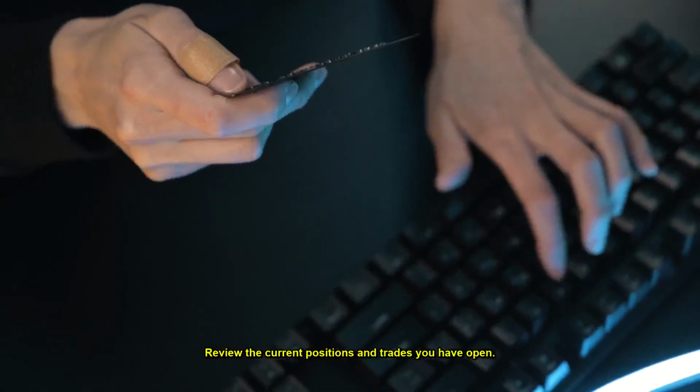Review the current positions and trades you have open. Identify the trades you want to reset or close. To close a trade, select the position you wish to exit.